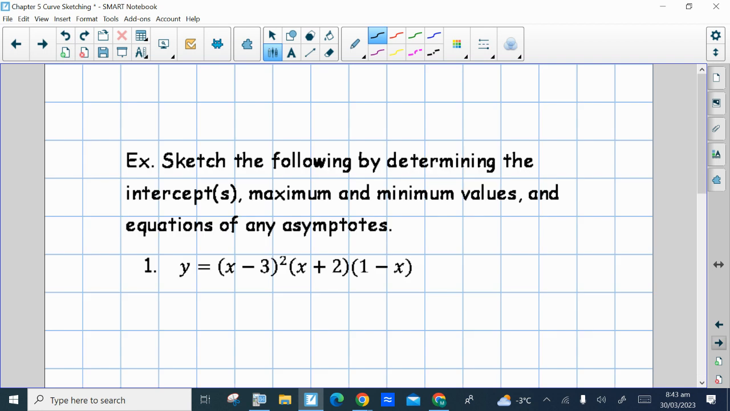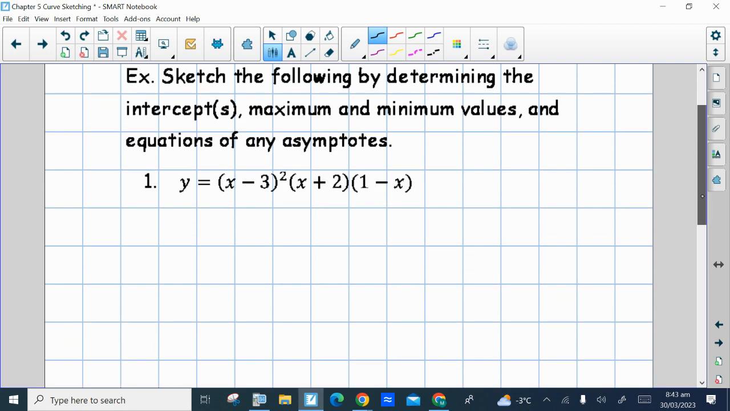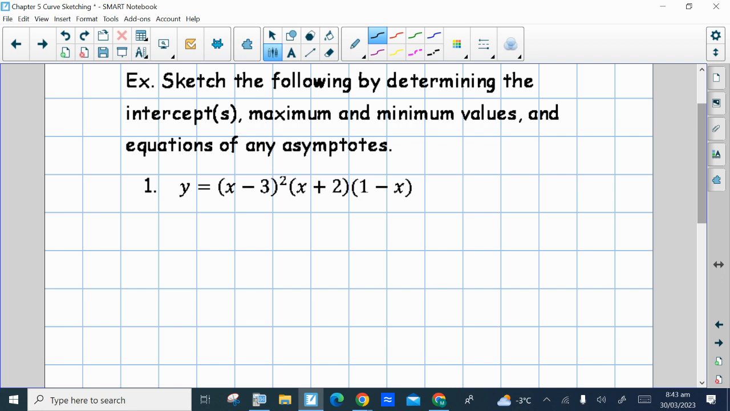Okay, so we want to sketch the following by determining the intercepts, the maximum values, and equations of any asymptotes. We only have asymptotes if we have rational functions, so there are no asymptotes for this one. But we can find our x-intercepts because it's already factored for us. We'll have our x-intercept at 3, 0. And remember, because that x minus 3 is squared, that means there's a multiplicity of 2, which means that the graph bounces off the x-axis there.